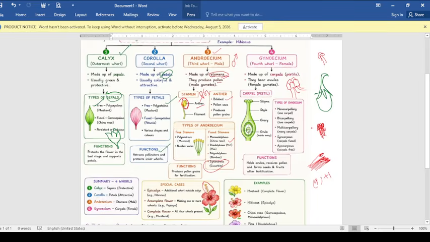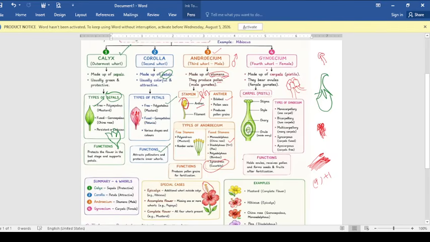One more condition is there. Suppose stamens are attached to the petal, this is a petal, and the stamen is attached to the petal, then this condition is called the epipetalous condition, where stamens are attached to the petal.